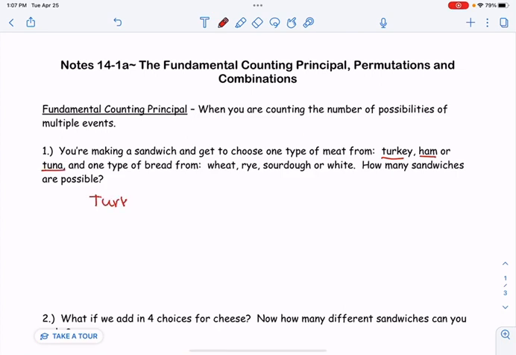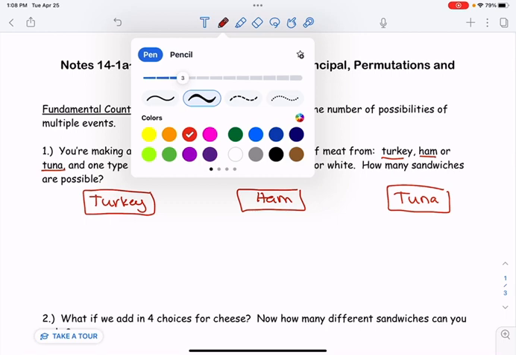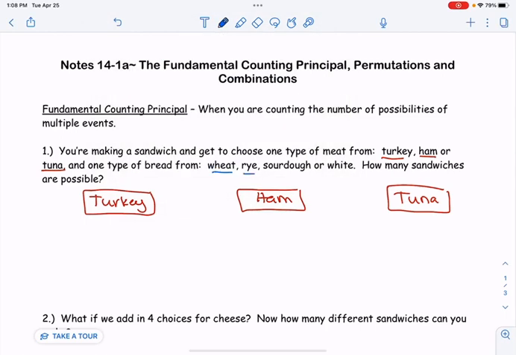So I've got my turkey, my ham, and my tuna fish. Now each one of these, I can choose an option of 4 different types of bread. So I can have turkey on wheat, turkey on rye, turkey on sourdough, or turkey on white bread.